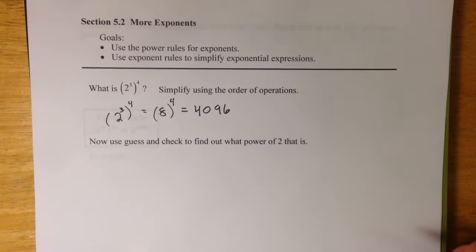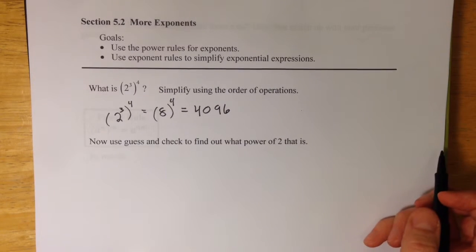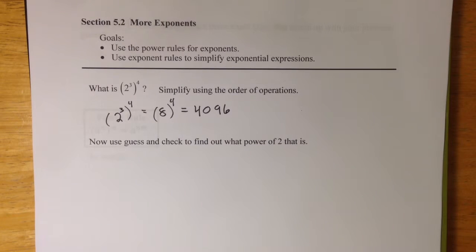Okay, now grab your calculator, do a little bit of trial and error, and see if you can figure out what power of 2 equals 4096. I'm going to give you a second to think about that while I write down a couple of my own guess and check trials.